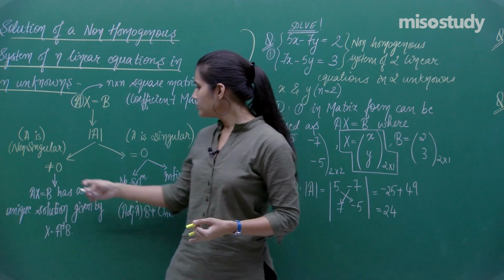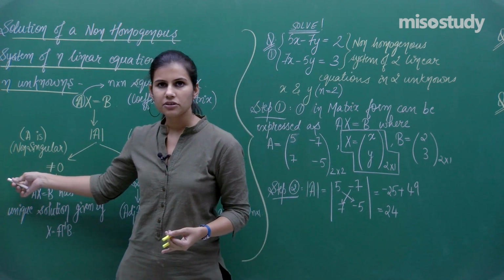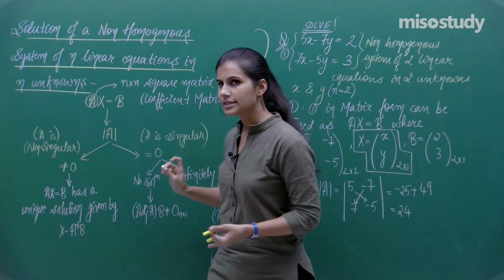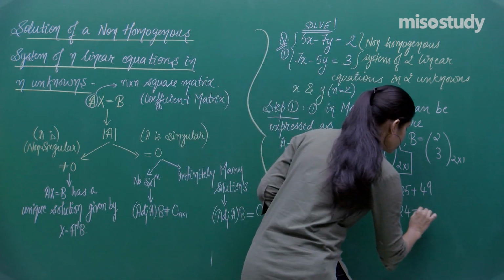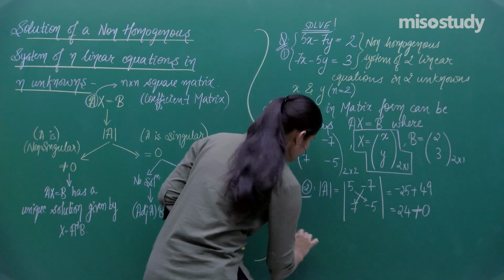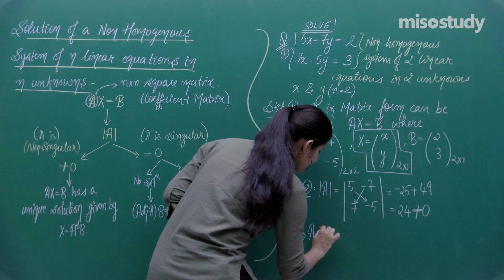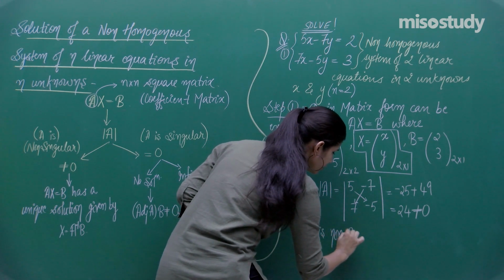If the determinant is not equal to 0, A is non-singular. If the determinant is 0, A is singular. Here I am getting determinant as 24, which is not equal to 0. This implies A is non-singular.